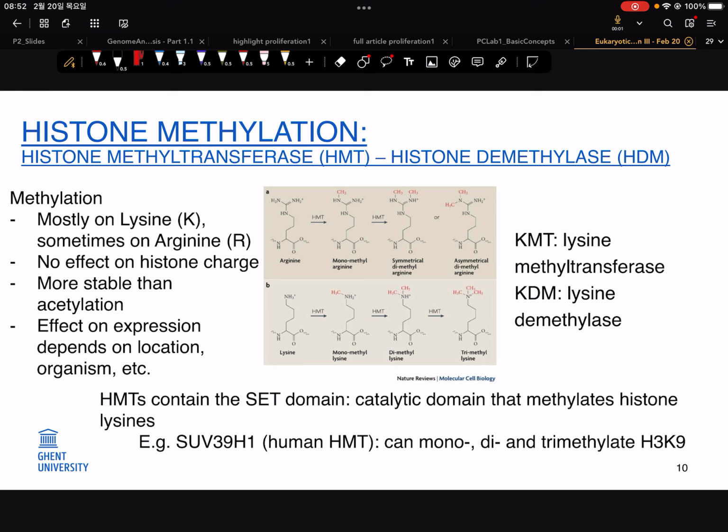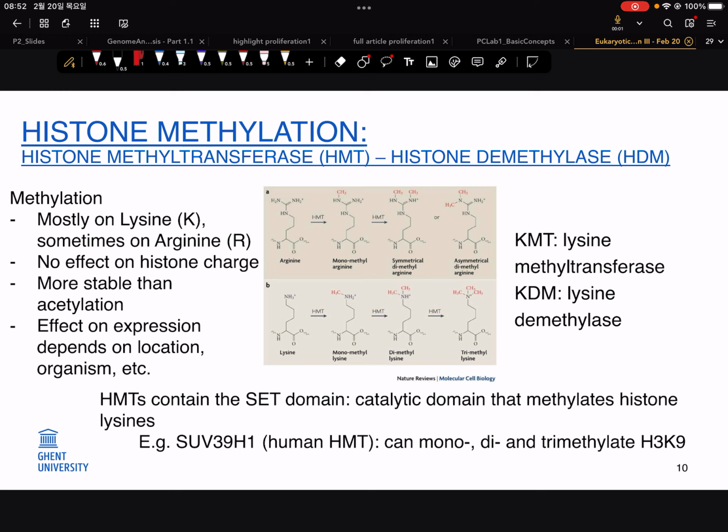Now, I don't know if you know that we typically abbreviate proteins with between 3 and 5 letters. We prefer to have 3 letters, like HMT, or later I will talk about IGF, HDM.